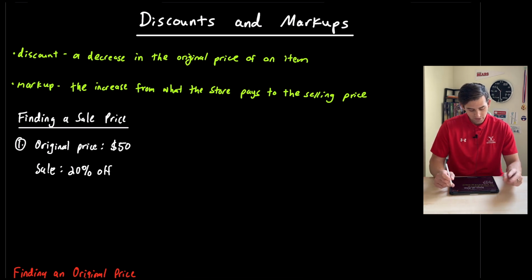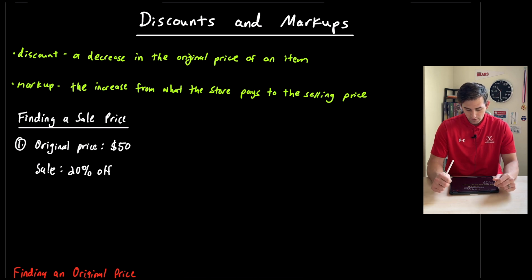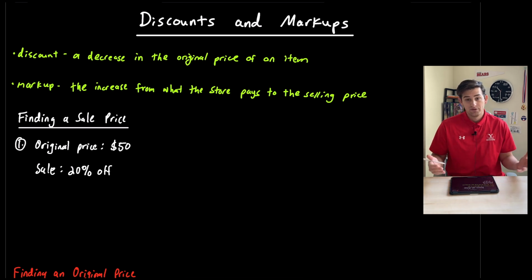So a couple definitions before we get started. What is a discount? It's just a decrease in the original price of an item. So most of the time this decrease, this discount, is going to be in some form of percentage. So then we'll have to calculate, okay, what's the actual price going to be if this is the percent discount. And then a markup is the increase from what the store pays for the item to the actual selling price of the item. So basically the profit that the store is going to make by selling this item.